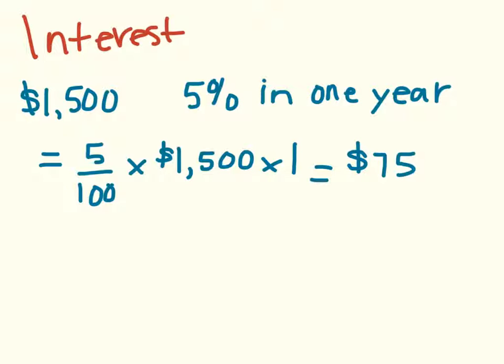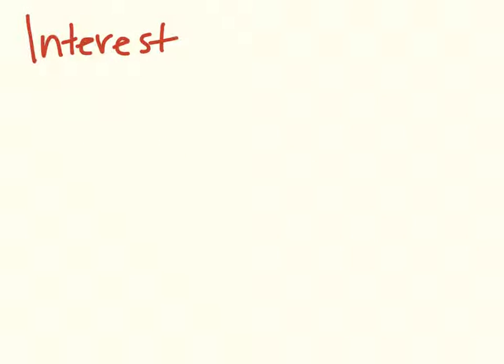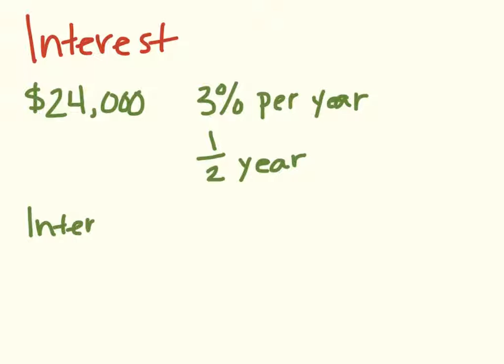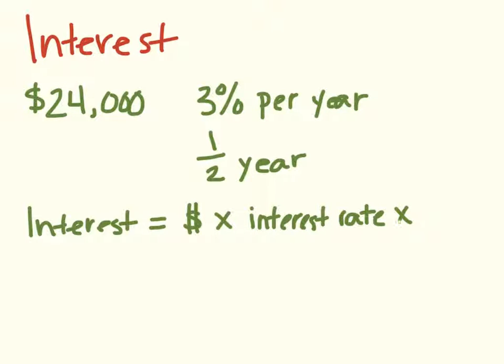Okay, let's do another interest problem. The Astronomy Society has $24,000 in an account that has an interest rate of 3% per year. How much interest will the Astronomy Society earn at the end of 1/2 of a year? Okay, once again, we're going to set up our interest equals the amount of money times the interest rate times the time.